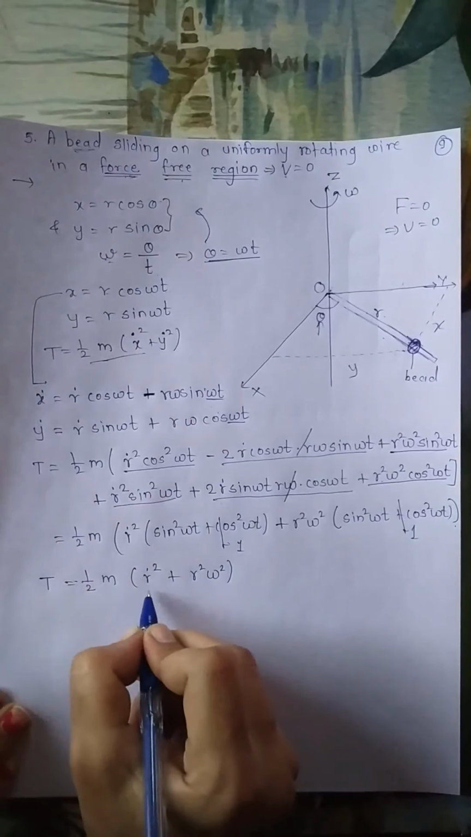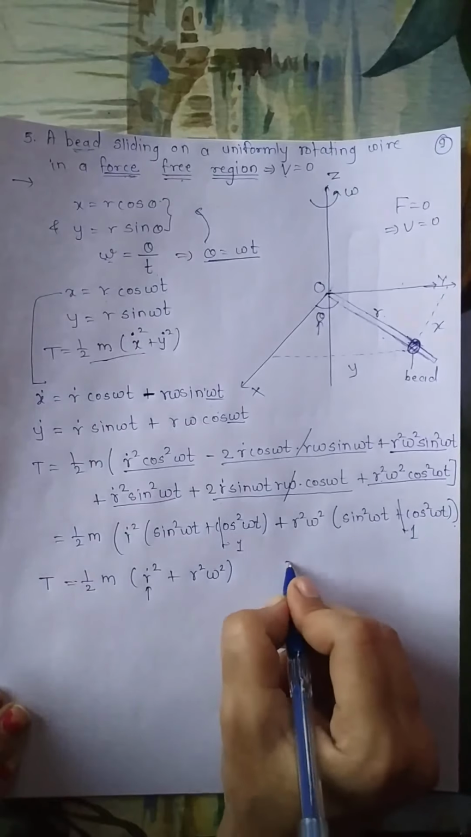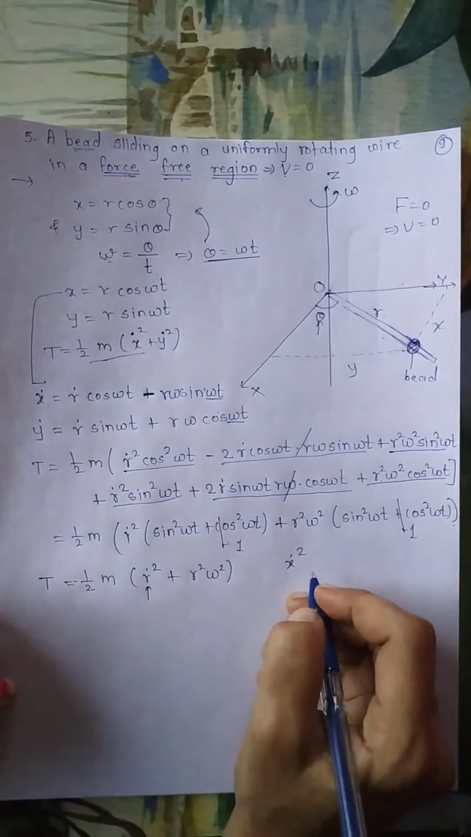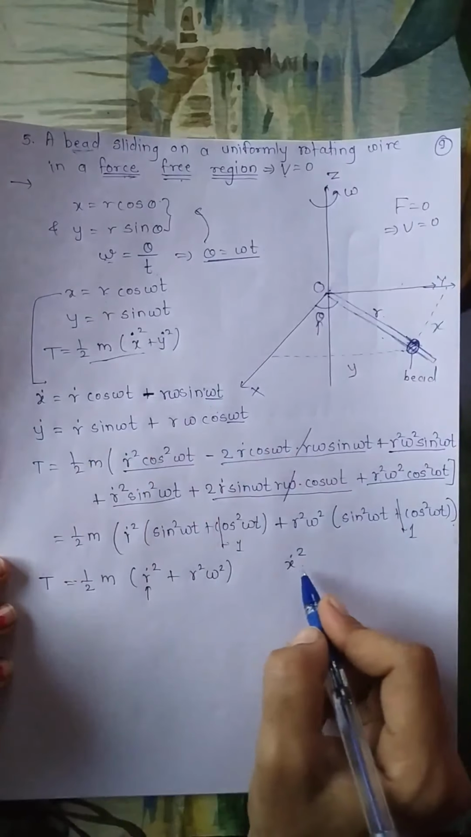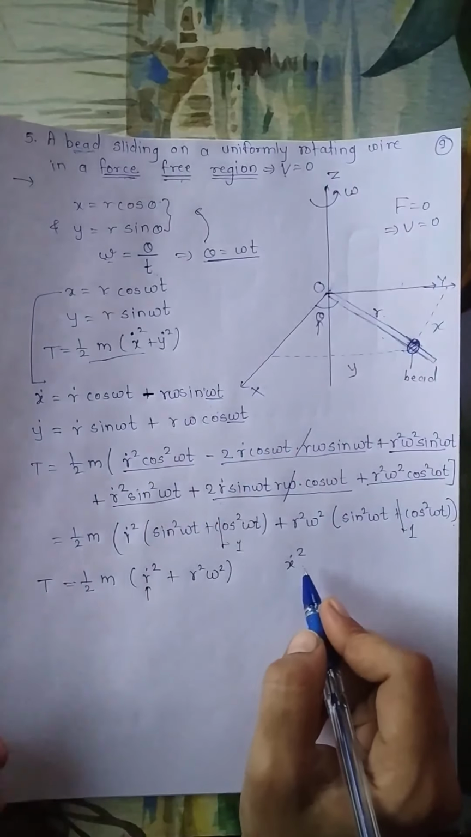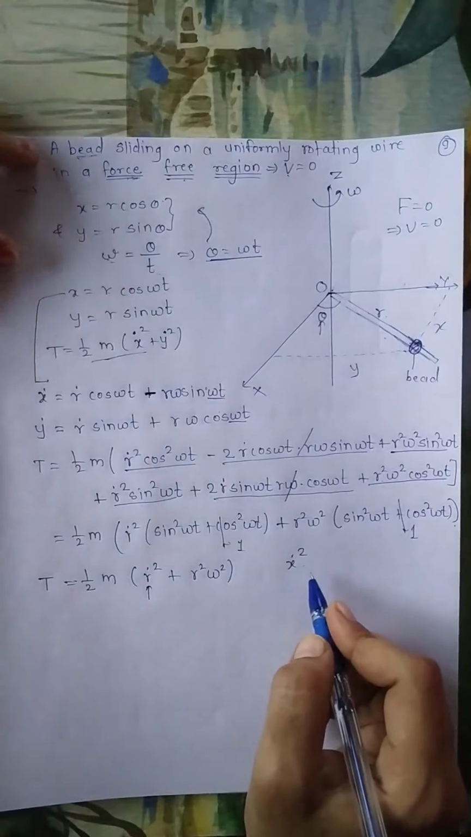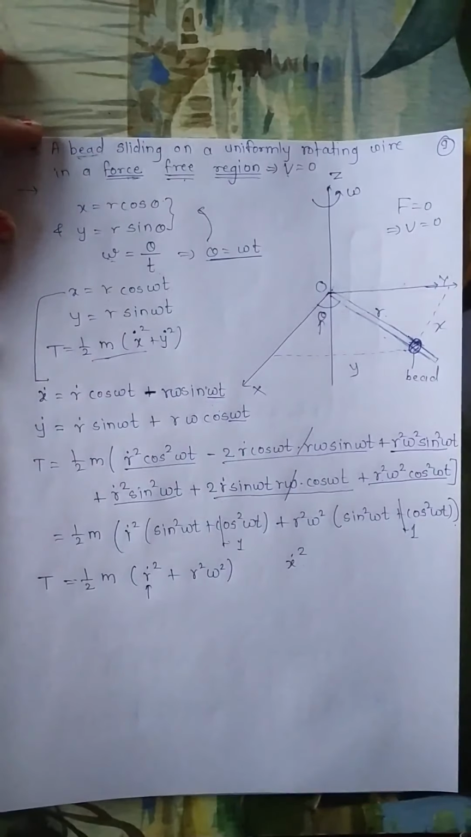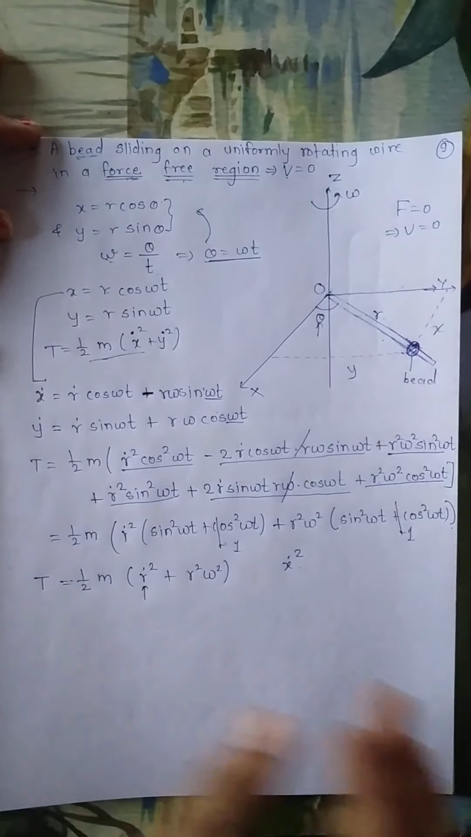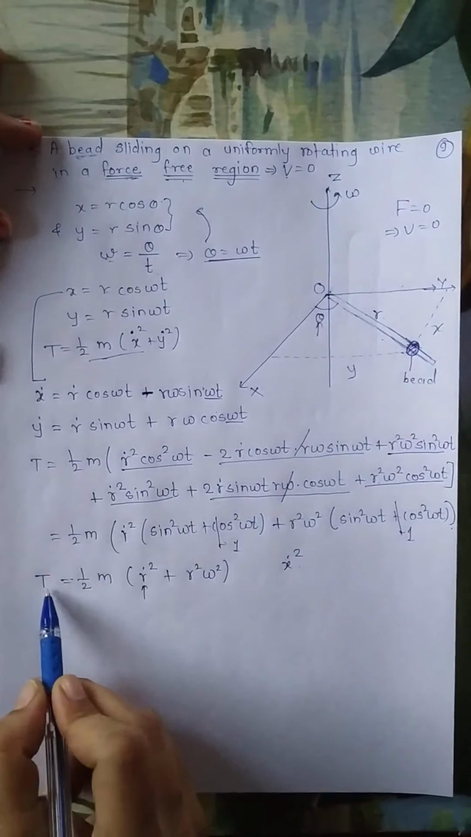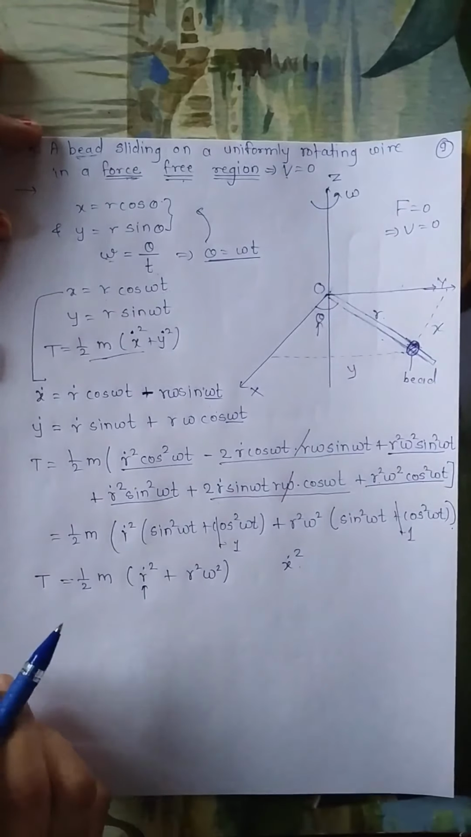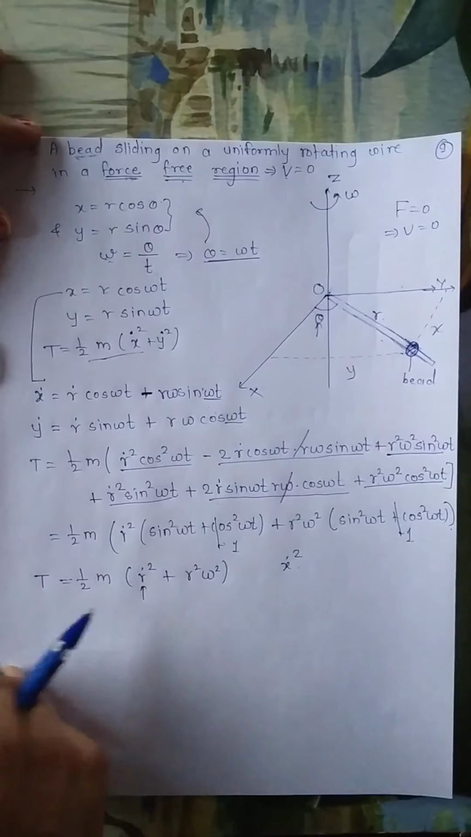In the book, by a printing mistake, they have written x dot square here. So this is one more mistake. This is the first mistake and this is the second mistake in your textbook, so you have to make those corrections. Now you have to note that T is not homogeneous. This kinetic energy is not a homogeneous quadratic function of velocities.